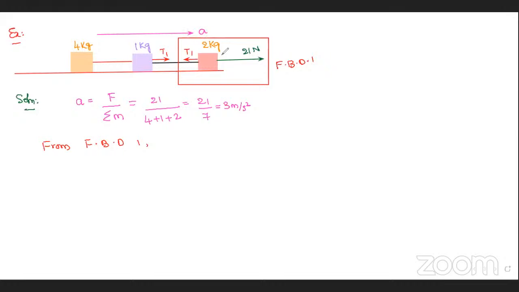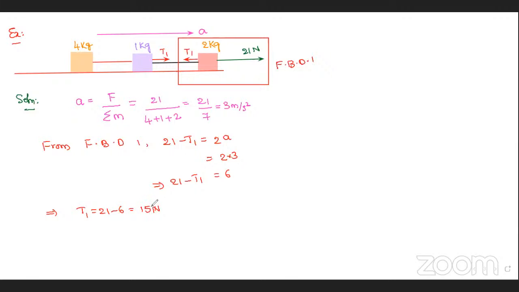FBD1, it is moving towards right. So right is greater, 21 is greater. So 21 minus T1 is equal to F net, that is MA. M is 2 kg, so 2 into A, where acceleration is 3. 2 into 3 equals 6. So 21 minus T1 equals 6. That implies T1 is equal to 21 minus 6. I think 15 is correct.